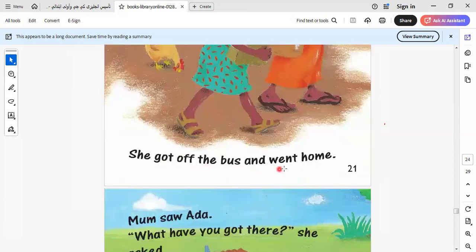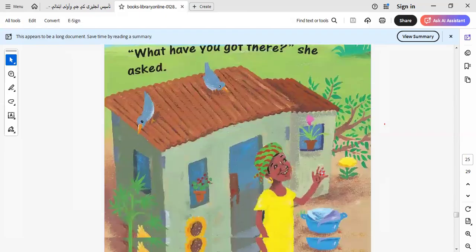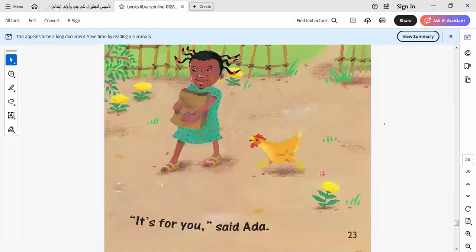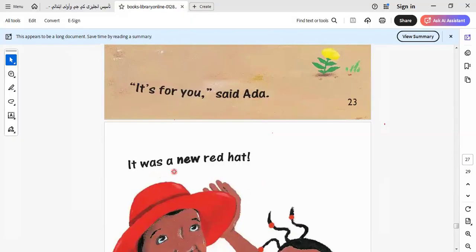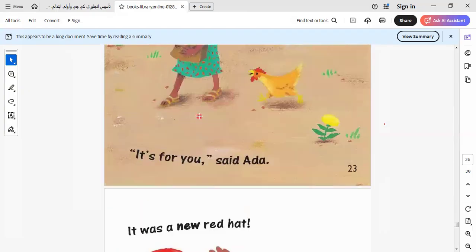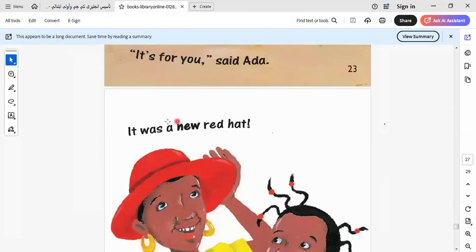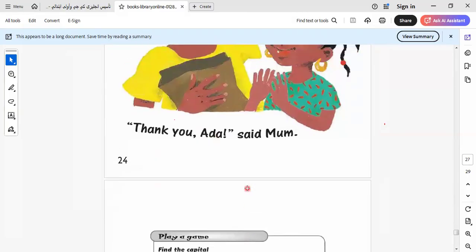She got off the bus and went home. Mom saw Ada. What have you got there? She asked. It's for you, said Ada. It was a new red hat. Here we couldn't know this, but now we know that it was a new red hat. Thank you, Ada, said Mom.